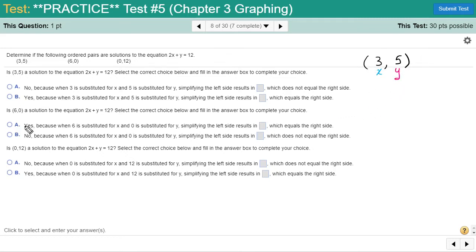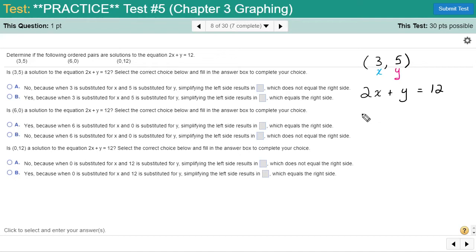If we take this ordered pair and plug it into the given equation, 2x plus y equals 12, do we get a true or false statement? If we get a true statement, we know the point is a solution. If we get a false statement, we know the point is not a solution. So let's determine if 3 comma 5 is a solution to the given equation.